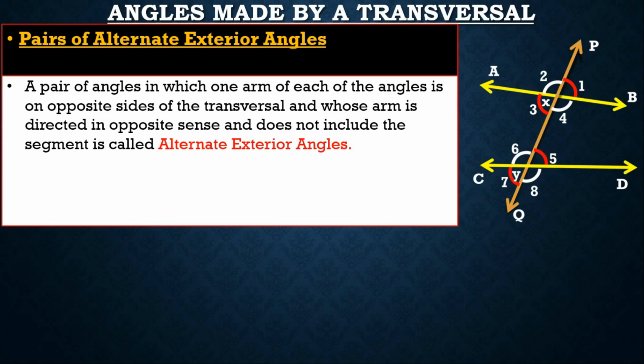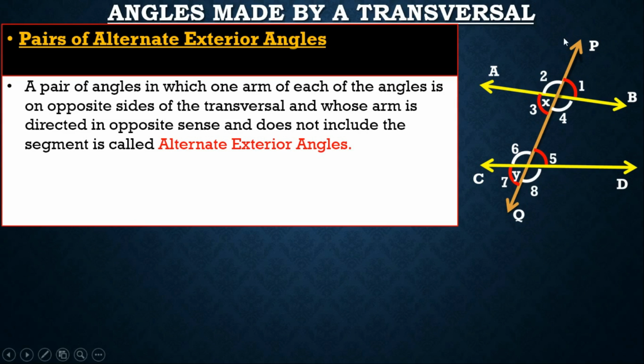Now what are alternate exterior angles? Let us consider this angle PXA. Which are the different exterior angles in this figure? Angle 1, angle 2, angle 7 and angle 8 are the four angles which are exterior angles. Now what is a pair of alternate exterior angles? A pair of angles in which one arm of each of the angles is on the opposite side of the transversal, and whose arms are directed in the opposite sense.